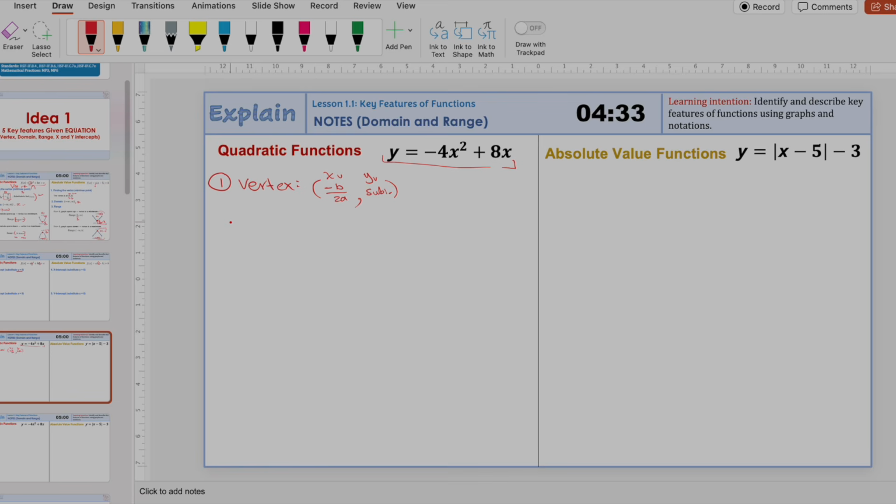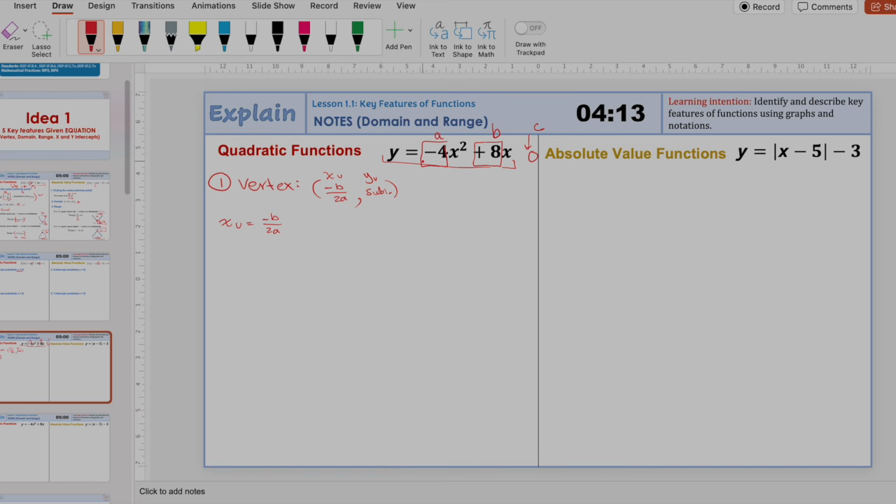Okay, let's start finding the x of the vertex. It's basically negative b over 2a. Remember, the b is the coefficient of x. That's the b. The c, I don't have it, it's 0. The a is the coefficient of x squared. I don't care about the c now, I just care about the b.